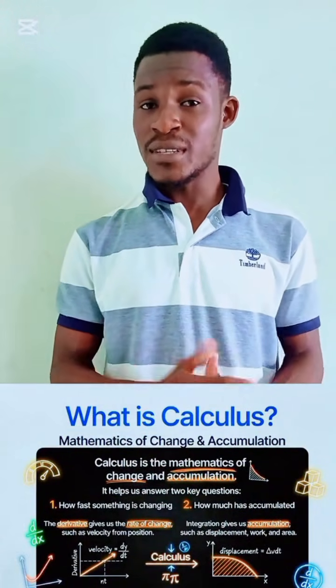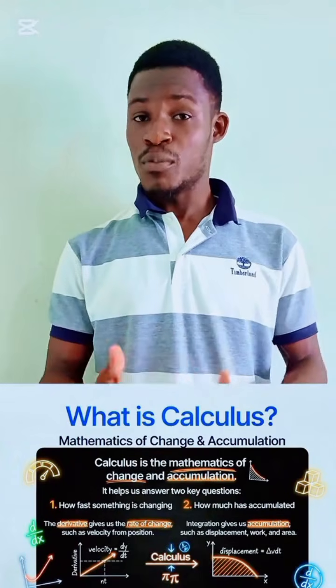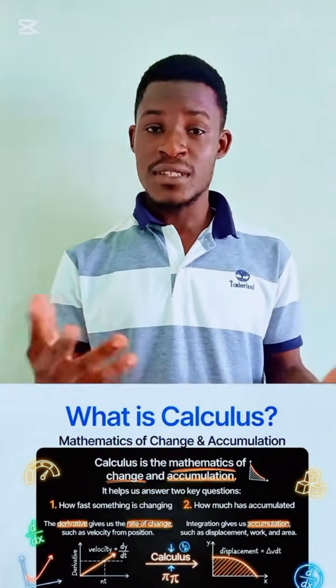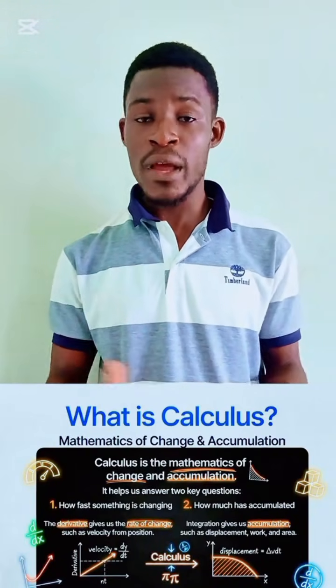The derivative gives us the rate of change. An example is velocity from position. And integration gives us the accumulation. Examples are displacement, area, work, etc.